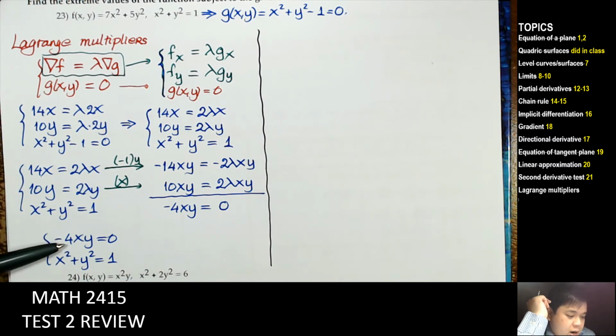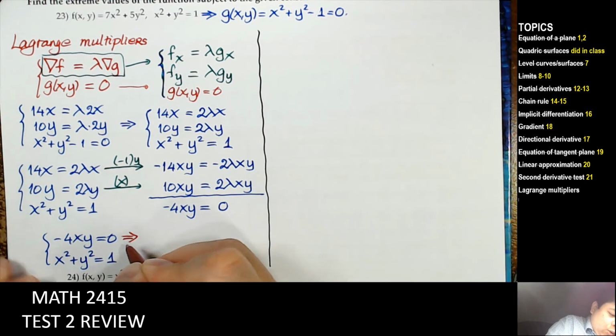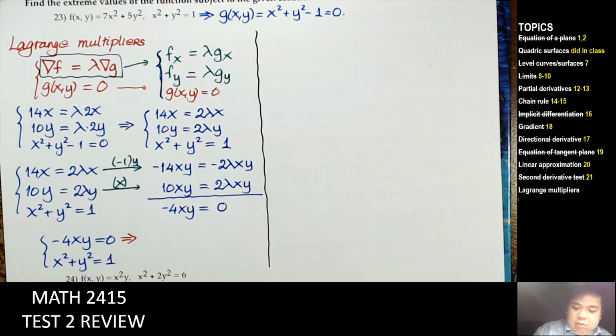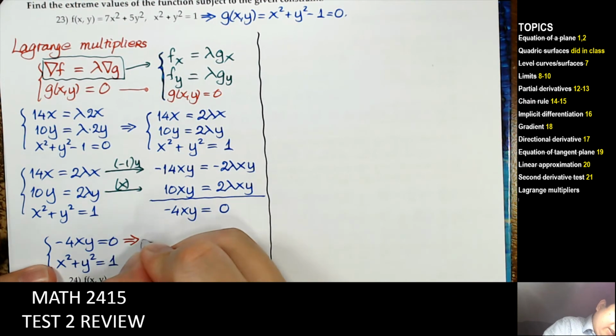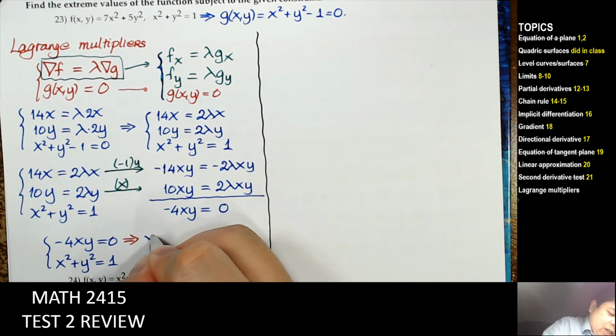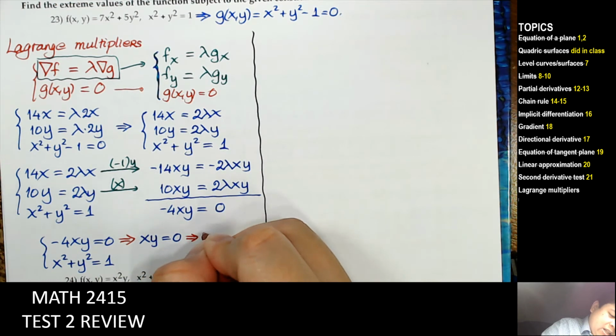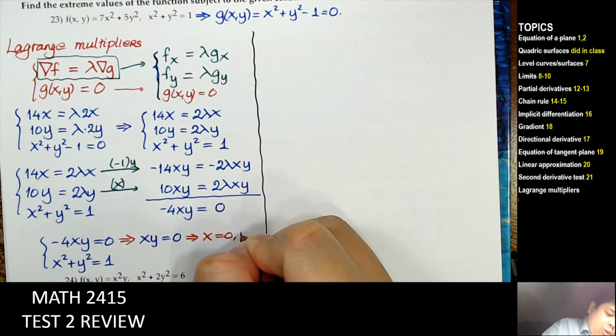Next, from this equation, a product equal to 0, I divide both sides by negative 4, but we cannot divide by x or y. So we just have xy equal to 0. Now if xy equals 0, we have either x equal to 0 or y equal to 0.